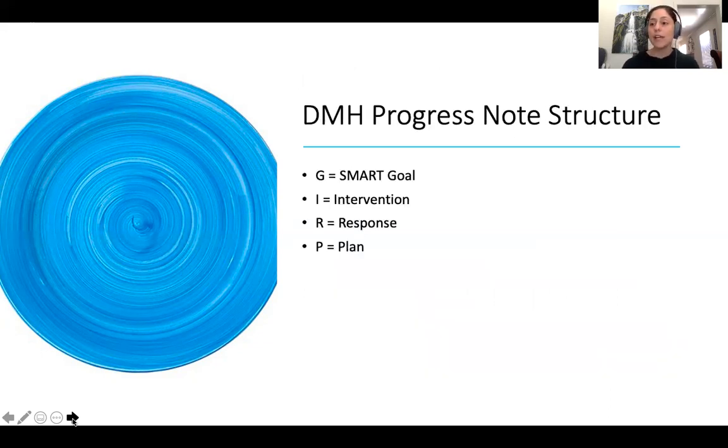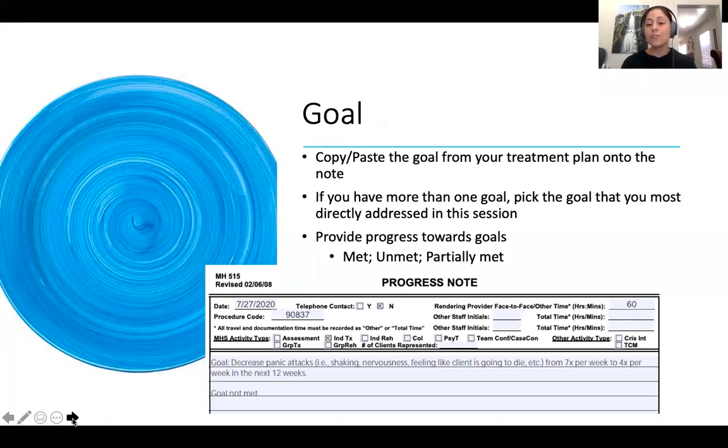So the structure of a progress note for DMH contracted sites and many other sites uses the GIRP format for note writing. This ensures that you get all 4 of those components that I mentioned in the previous slide. G stands for goal, I stands for intervention, R for client response, and P for plan. More detail next.